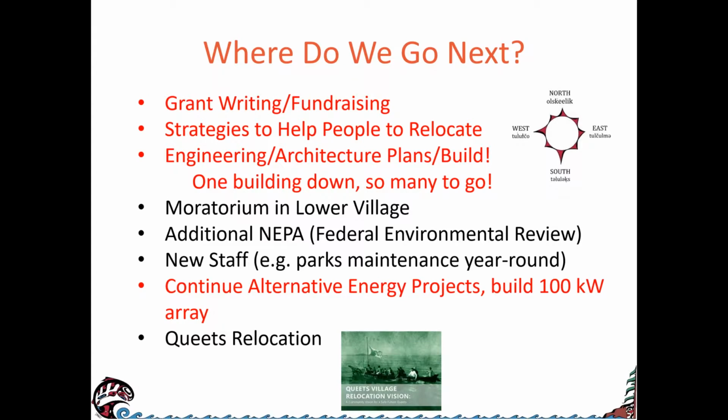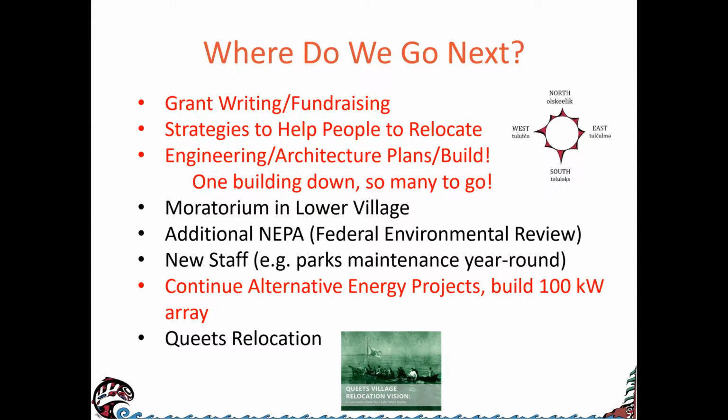Where do we go next in terms of the relocation? More grant writing, fundraising. We need strategies to help people relocate, especially if they have mortgages. We need something to incentivize people to move up the hill and maybe potentially have another mortgage. We need more architecture and engineering plans, both for buildings and for the microgrid. We've got one building down in terms of getting built, so many to go. Thankfully, at least we have plans for the kilowatt arrays.